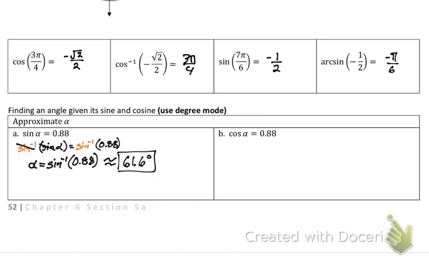We can do the same thing for cosine. We can do the cosine inverse of both sides. So cosine inverse of cosine alpha equals cosine inverse of 0.88. Cosine inverses cancel out. We should just have alpha equals cosine inverse of 0.88, which you should have gotten, correct me if I'm wrong, 28.4 degrees?